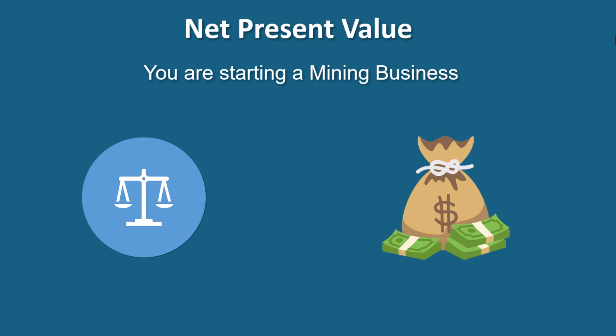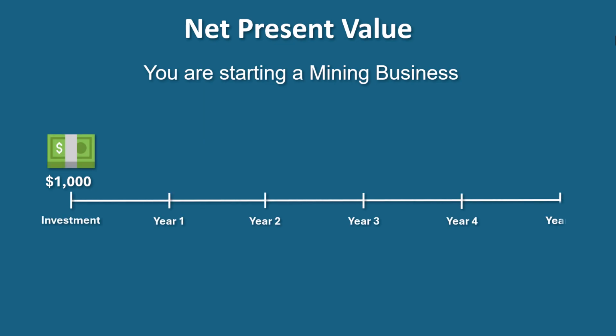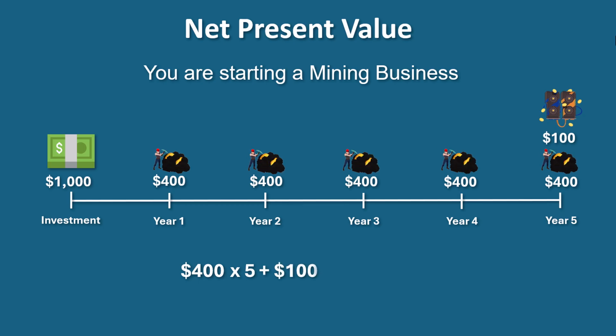Let's say we start this project with an investment of $1,000 and it will continue for 5 years. As we estimated, it will give us a return each year of approximately $400. For the first year, $400. For the second year, $400, and so on until the last year. At the end of the 5th year, the project is closed and the mining machine will be sold for $100. So, $400 for 5 years equals $2,000 plus $100 scrap minus the initial investment of $1,000 equals $1,100. That is the total revenue by the project.